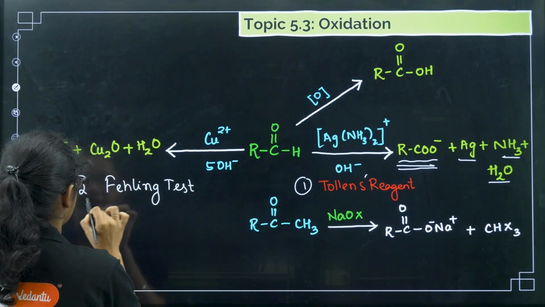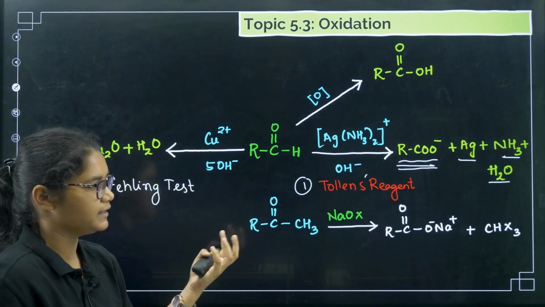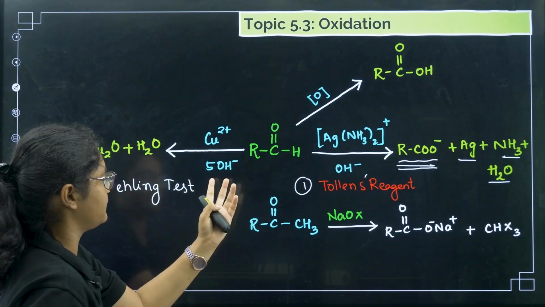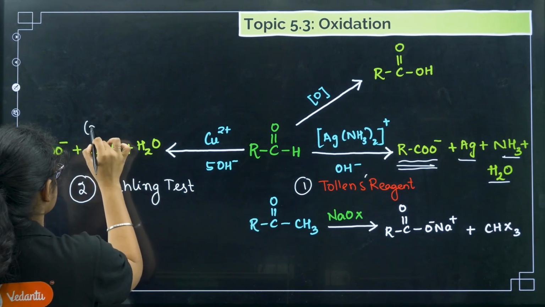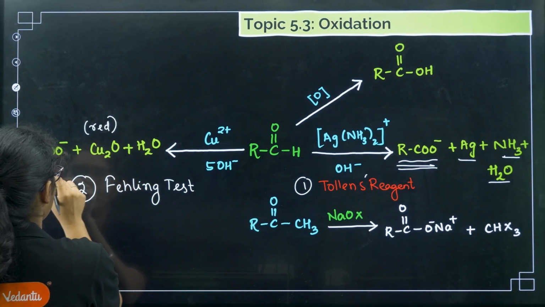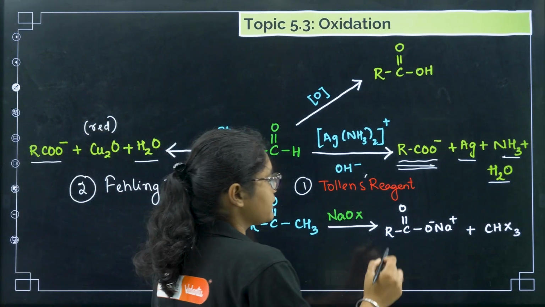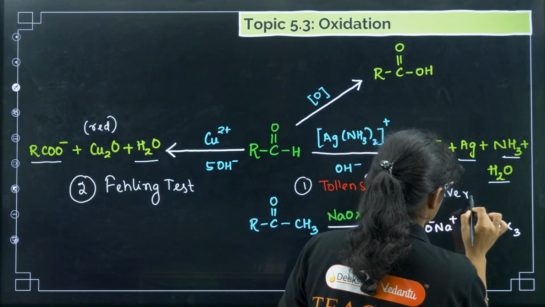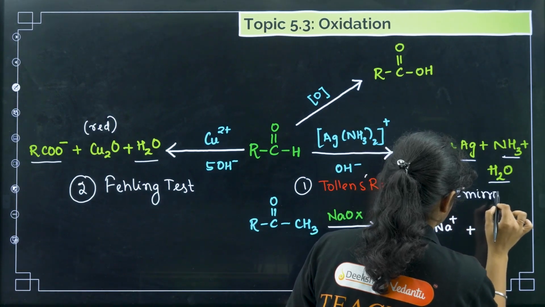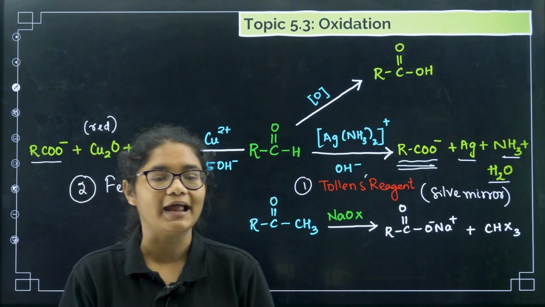Second one here, Fehling's test. Here copper 2 plus is taken, again in OH minus medium, or you can say in basic medium. So you will get copper oxide. This copper oxide is a red precipitate. And you will get RCOO minus and H2O. Here what will be the observation? In Tollens' test, we will get a silver mirror on the glass tube. Silver mirror formation is there. Okay, so these are tests for aldehydes, right?